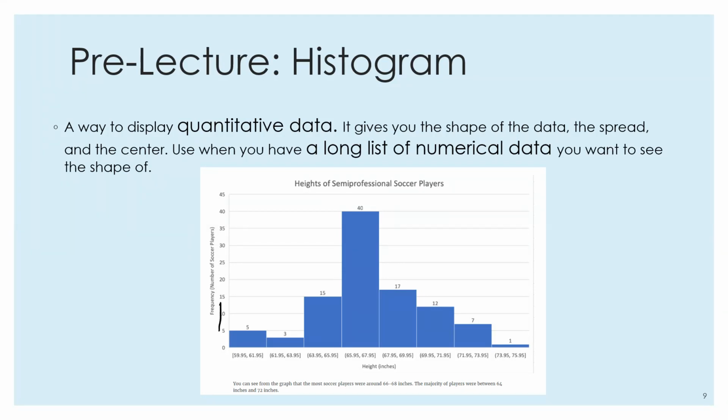The purpose of a histogram is to give you the shape of the data, the spread of the data, and the center. It is most useful when you have a long list of numerical data and you want to see the shape.